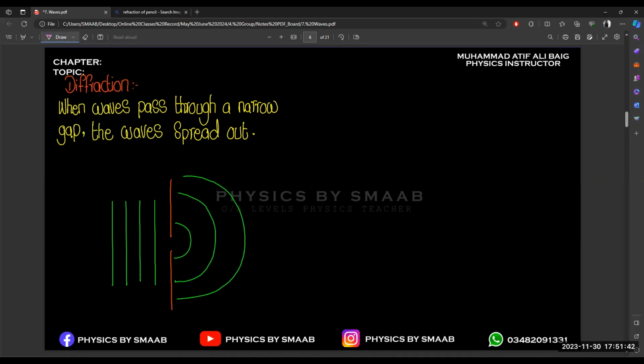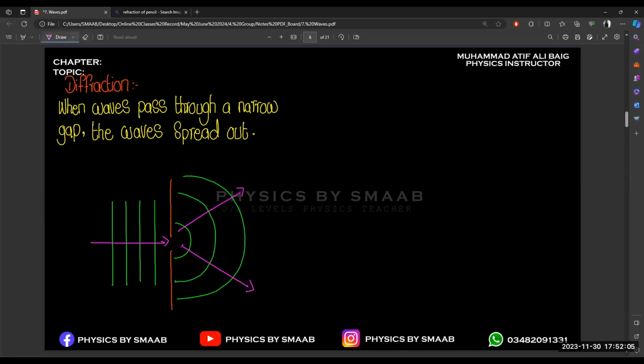And this is your representation. Initially, waves are moving completely in a straight line, and then they start to spread away from the center like this. So this is the representation of the wave.